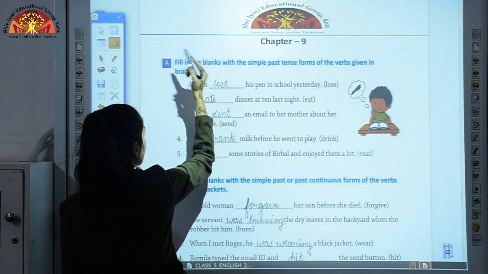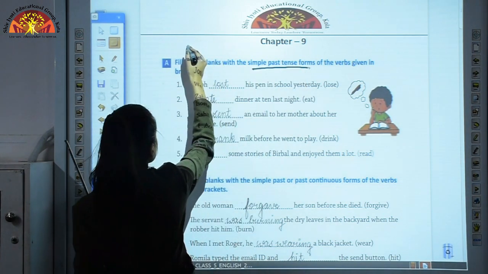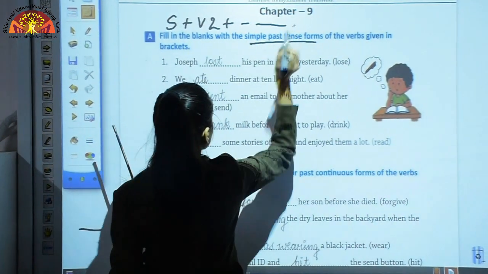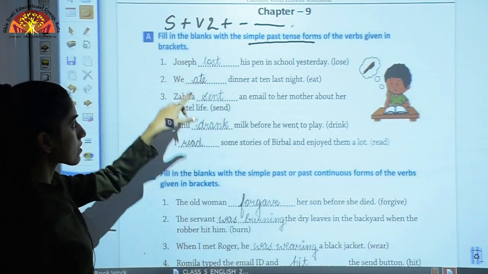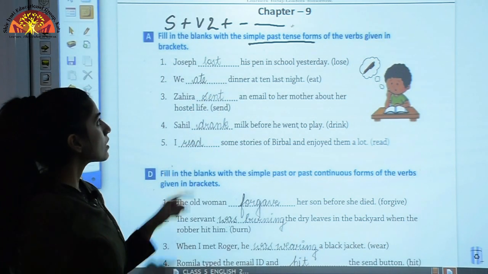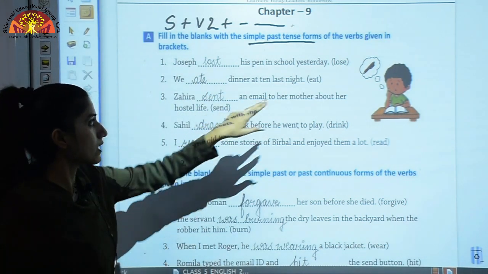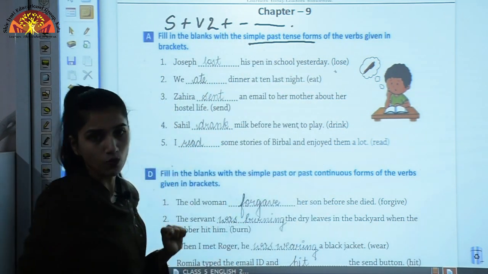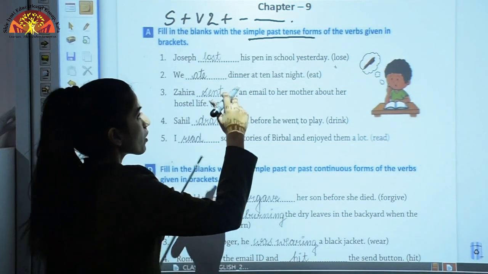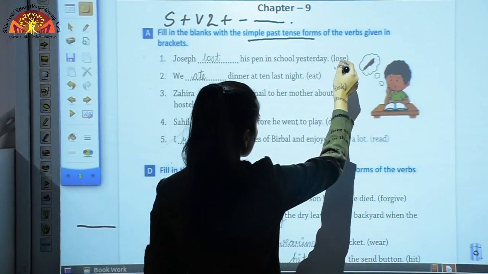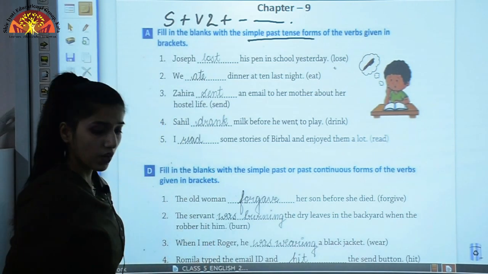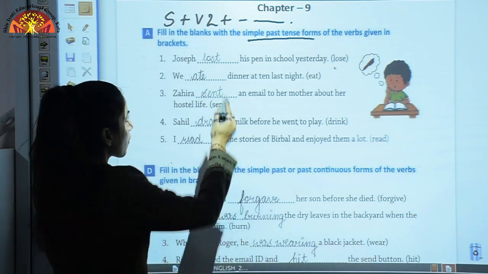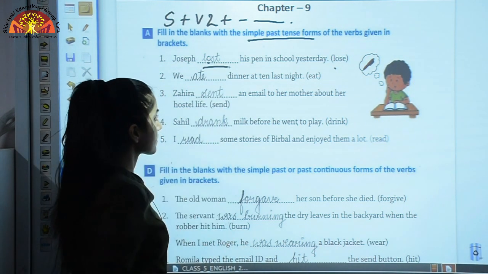We have already seen that the structure for simple past tense is subject plus V second plus the rest of the sentence, isn't it? Here we already have the subject, so we need to form the second form of the verbs that are given in the brackets. The verb given to us in the first sentence is lost. So what is the second form of lost? That is lost. So over here lost is coming.